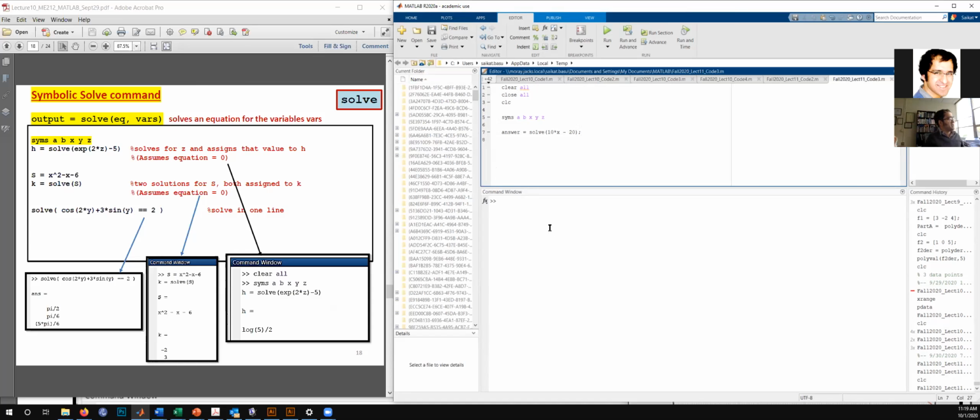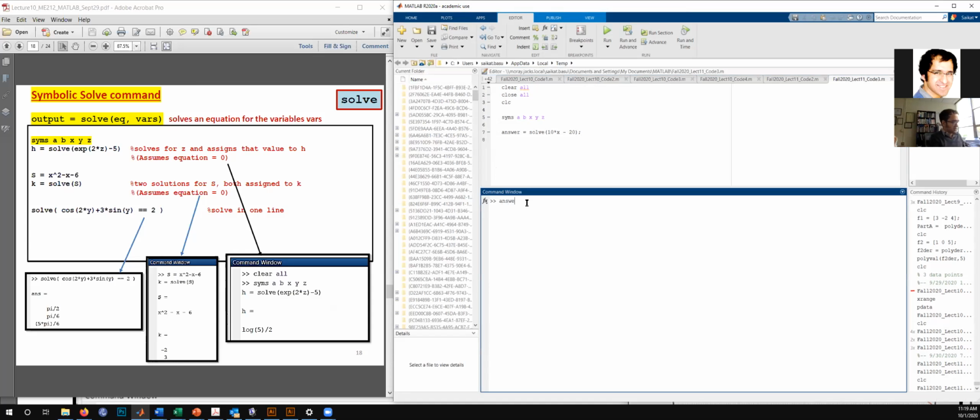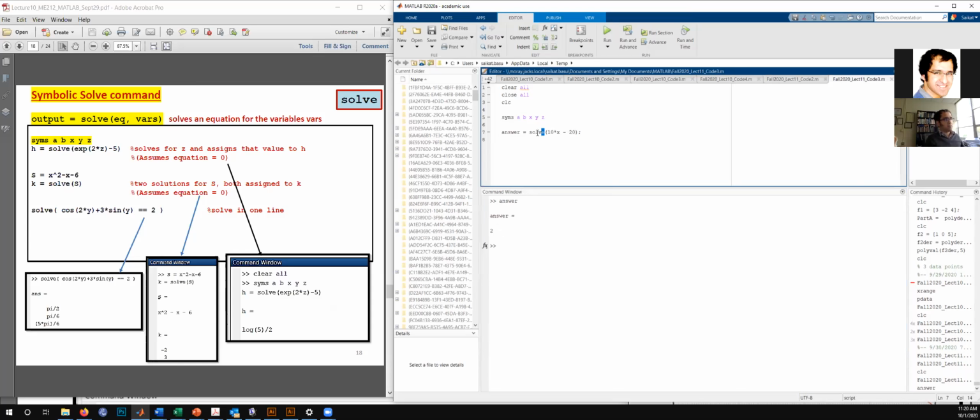Okay, so it has run this code. If I now just type answer, it gives you the answer, which is 2 over here. So this is the main thing that I wanted to show you in terms of the symbolics. You have a command called solve, which can solve for unknowns.